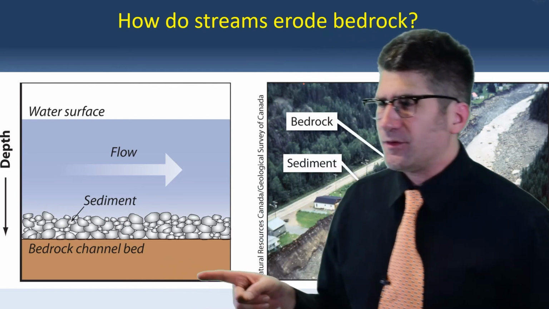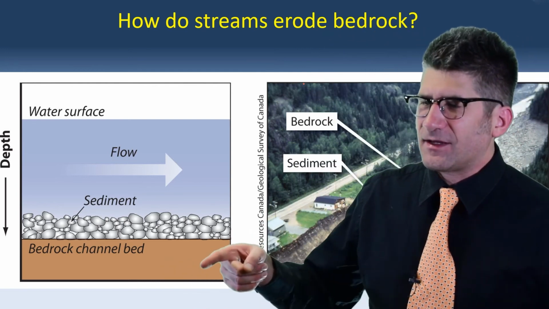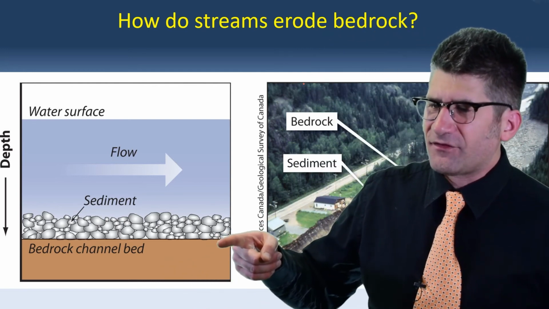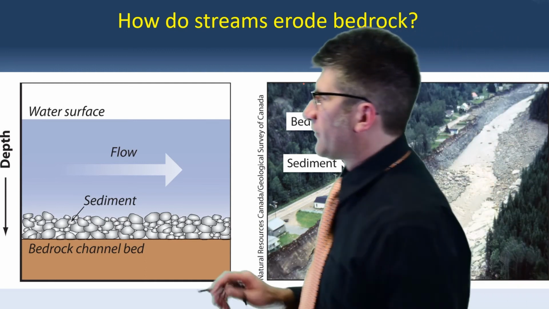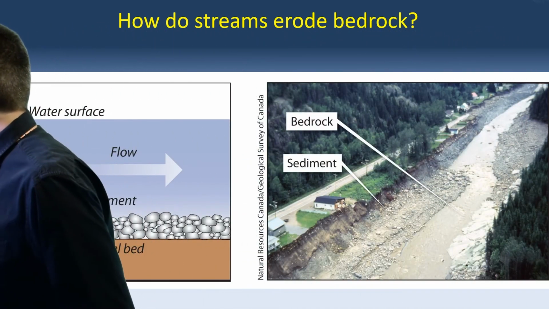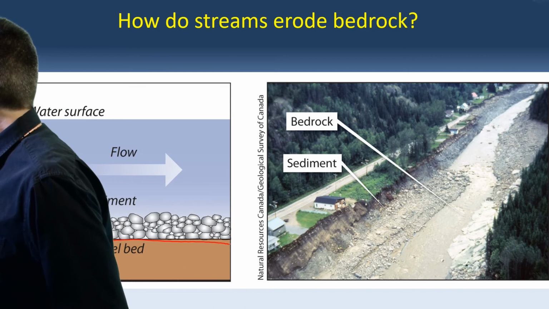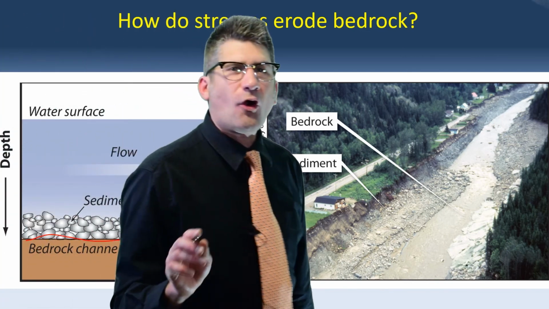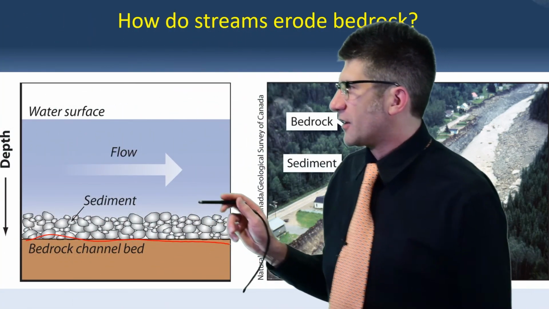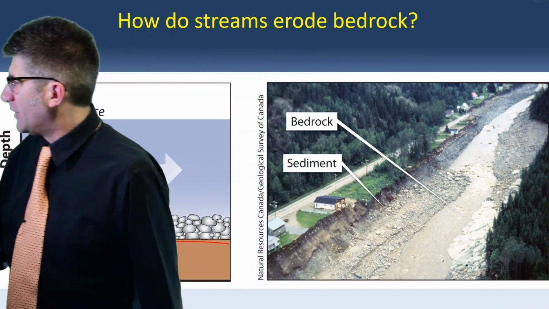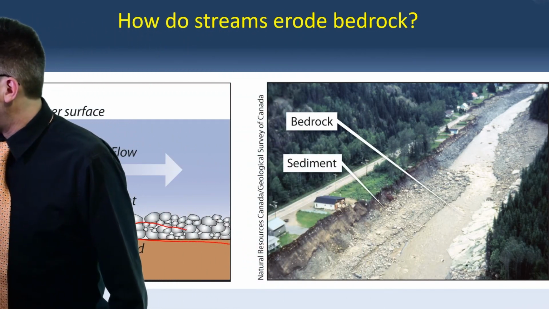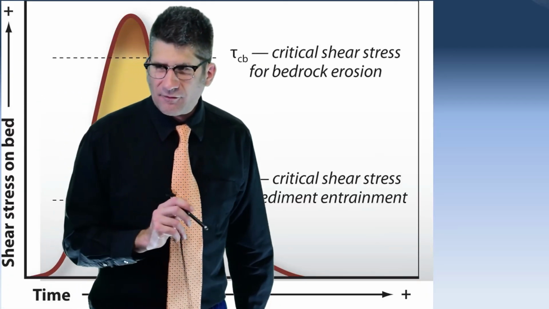How it's able to do that is, if you have sediment on the bed of the channel, as long as that bed, this surface right here, is protected and the sediment's not moving, there's no way you can get erosion of bedrock. What we have to be able to do is entrain sediment, get it moving, and then you'll be able to erode the bedrock.